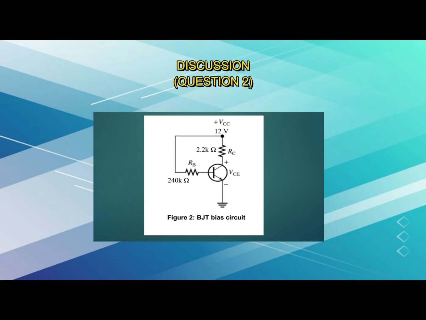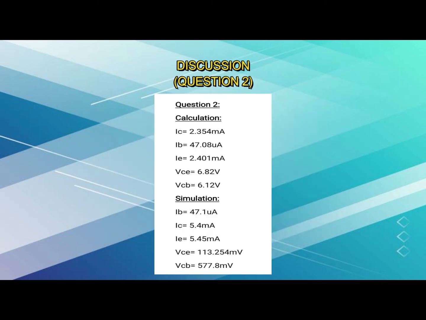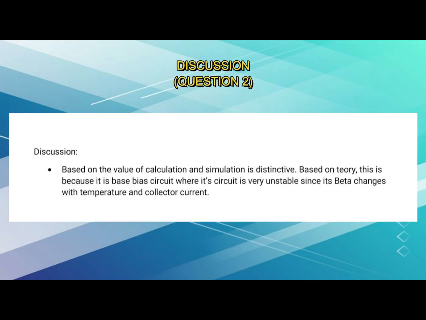Next is question 2. Here is the value for the calculation and simulation. Based on the value of calculation and simulation is distinctive. Based on theory, this is because it is base bias circuits where its circuit is very unstable since its beta changes with temperature and collector current.